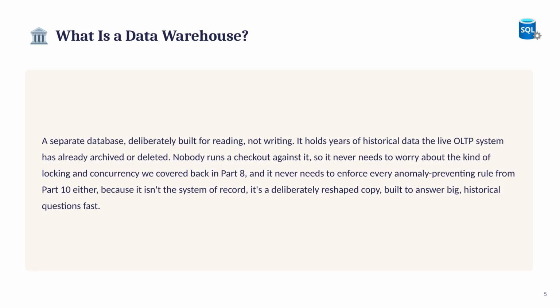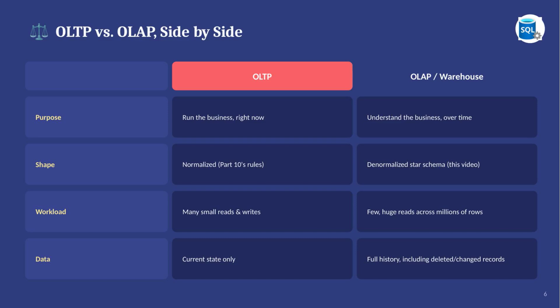This separation also gives a business something genuinely valuable beyond speed. The warehouse becomes the one place where finance, marketing, and operations can all agree on a single, consistent definition of a metric like revenue, instead of each team calculating it slightly differently against the live system in their own separate spreadsheets.